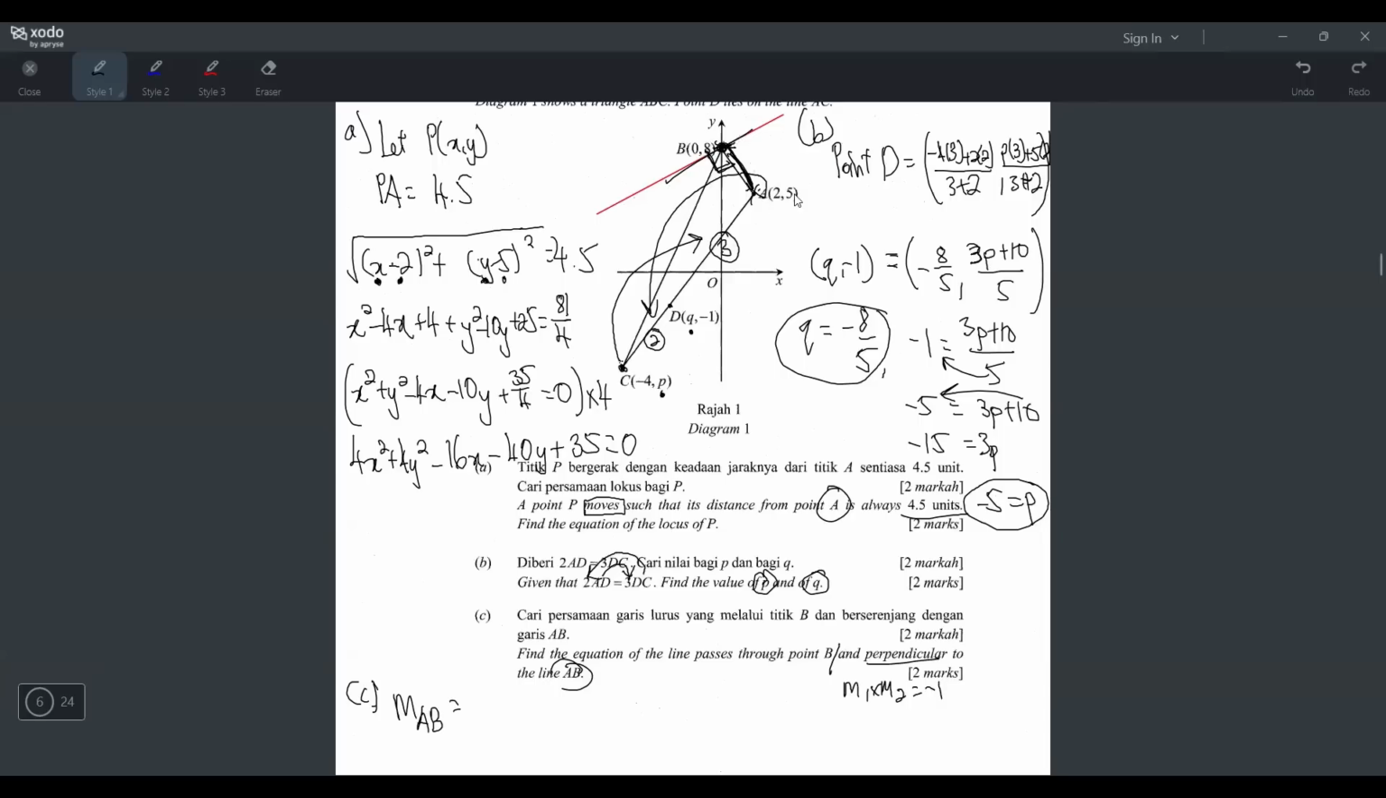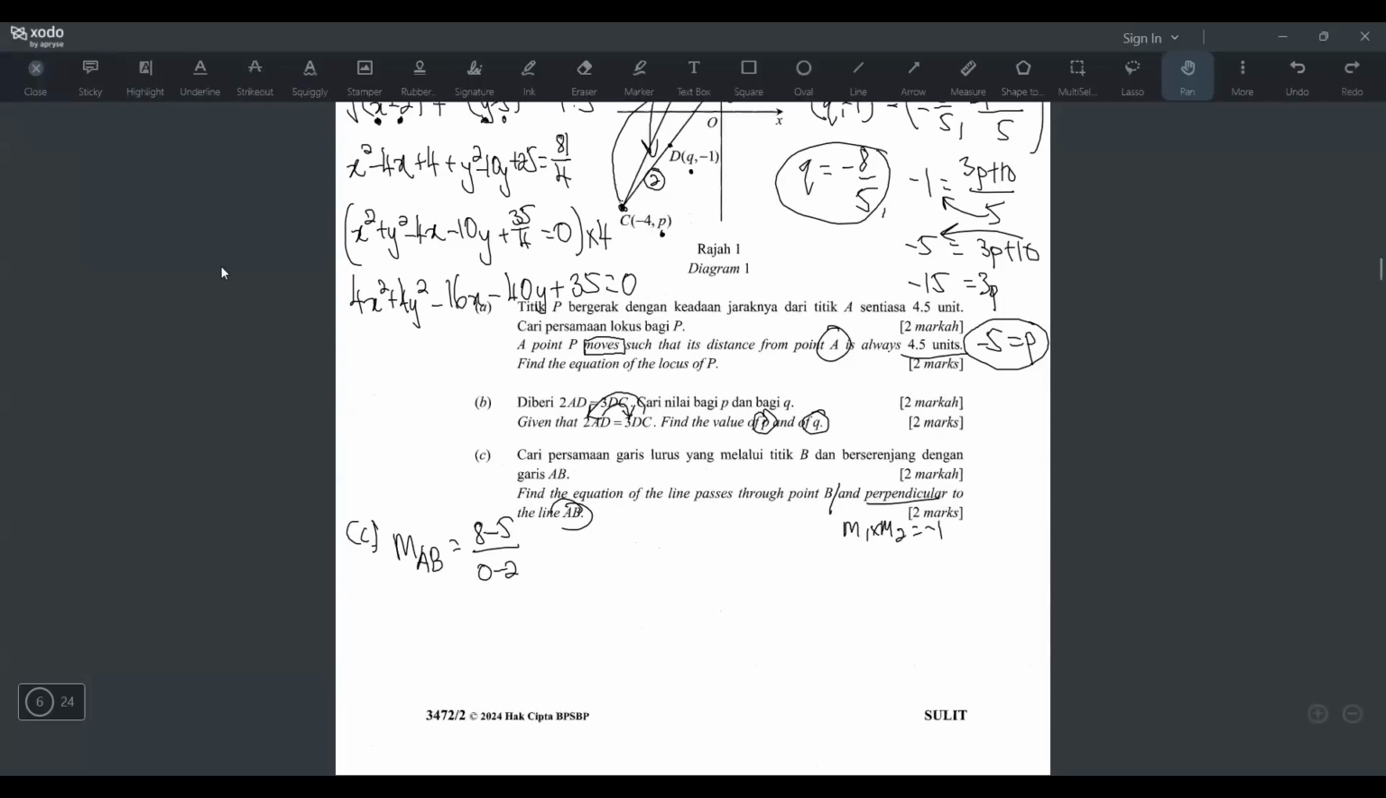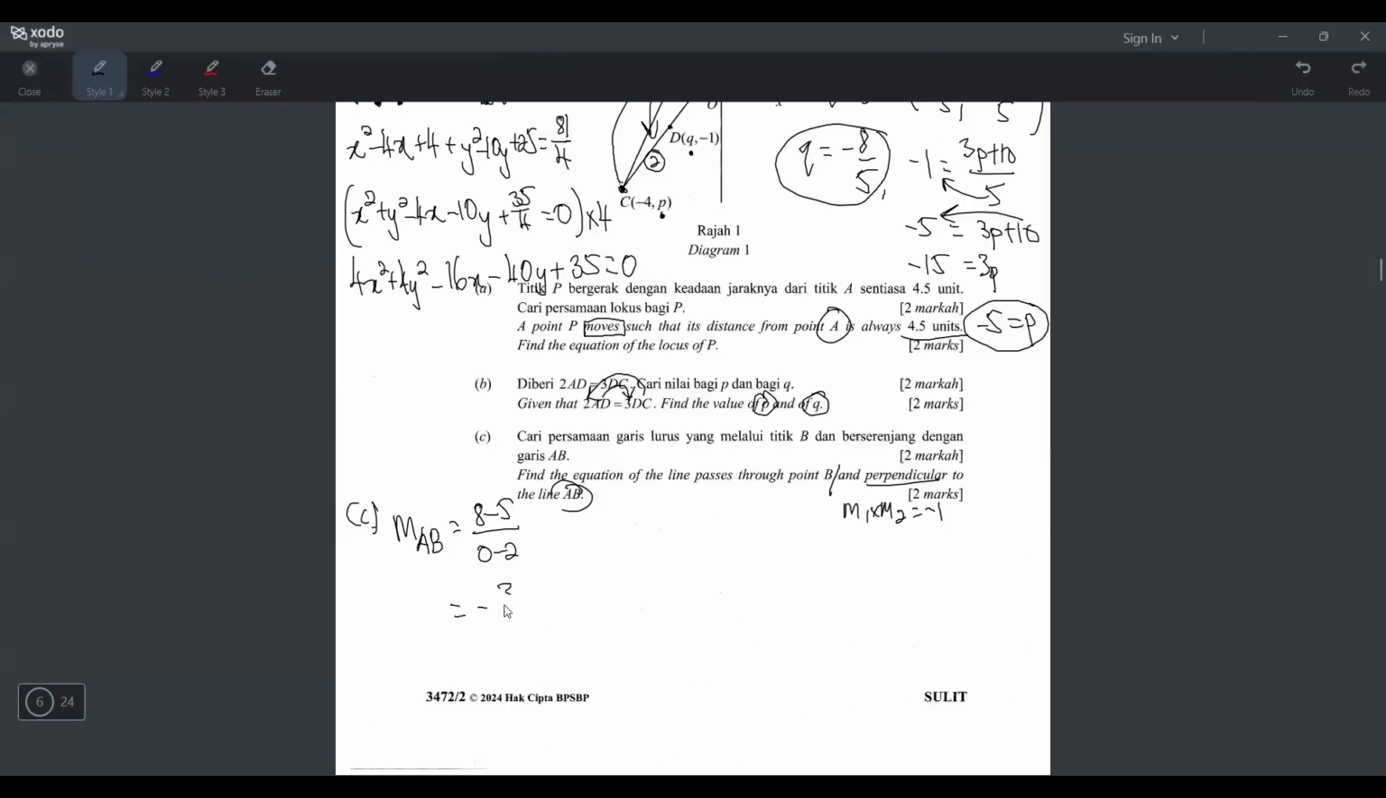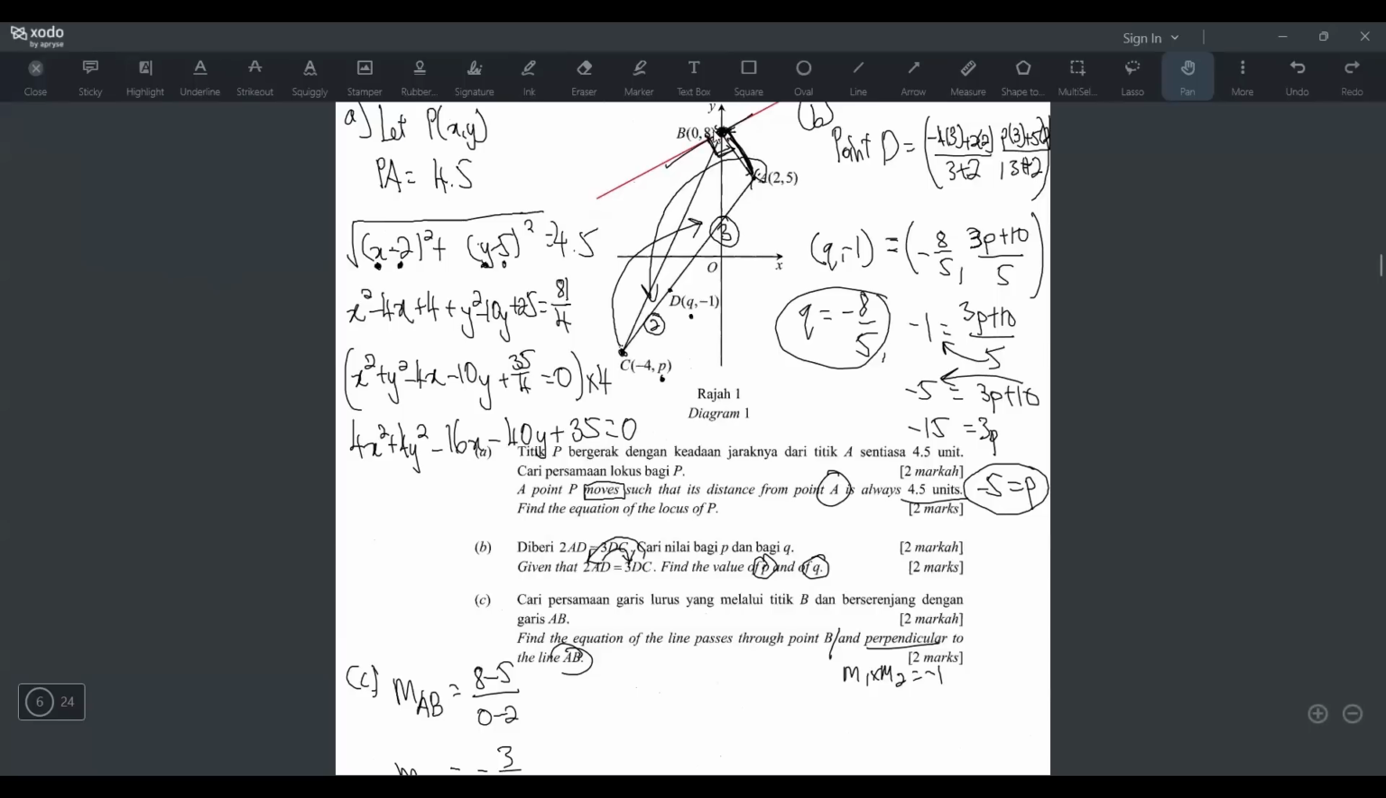So the formula is y minus y, 8 minus 5, over 0 minus 2. And you will end up getting 8 minus 5, which is 3. Okay, and then 3 over -2 is -3 over 2. This is the m1, but I'm trying to find the m2. So this AB line gradient is -3 over 2.